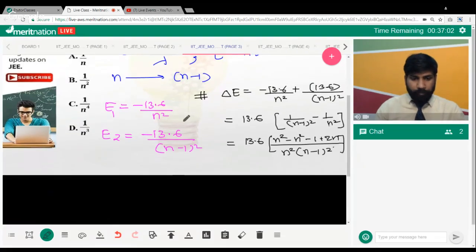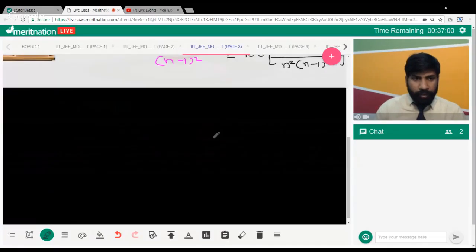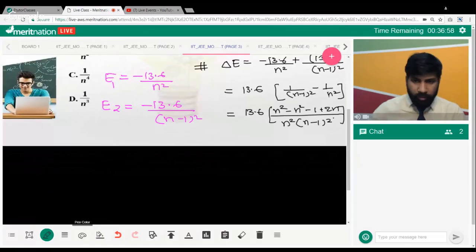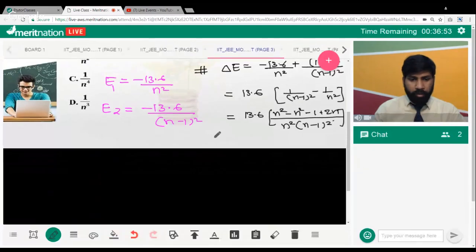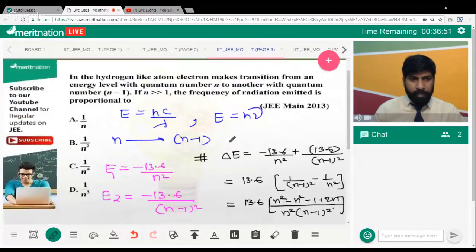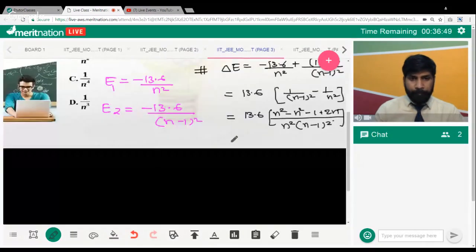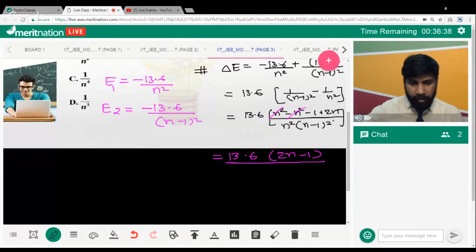Just a second. Now next, what we can do here, let's see. Okay, what happened? Simran, is it visible now? Simran, is it visible? Okay, so here this one is cancelled. So 13.6 times 2n minus 1 divided by n square into n minus 1 whole square.